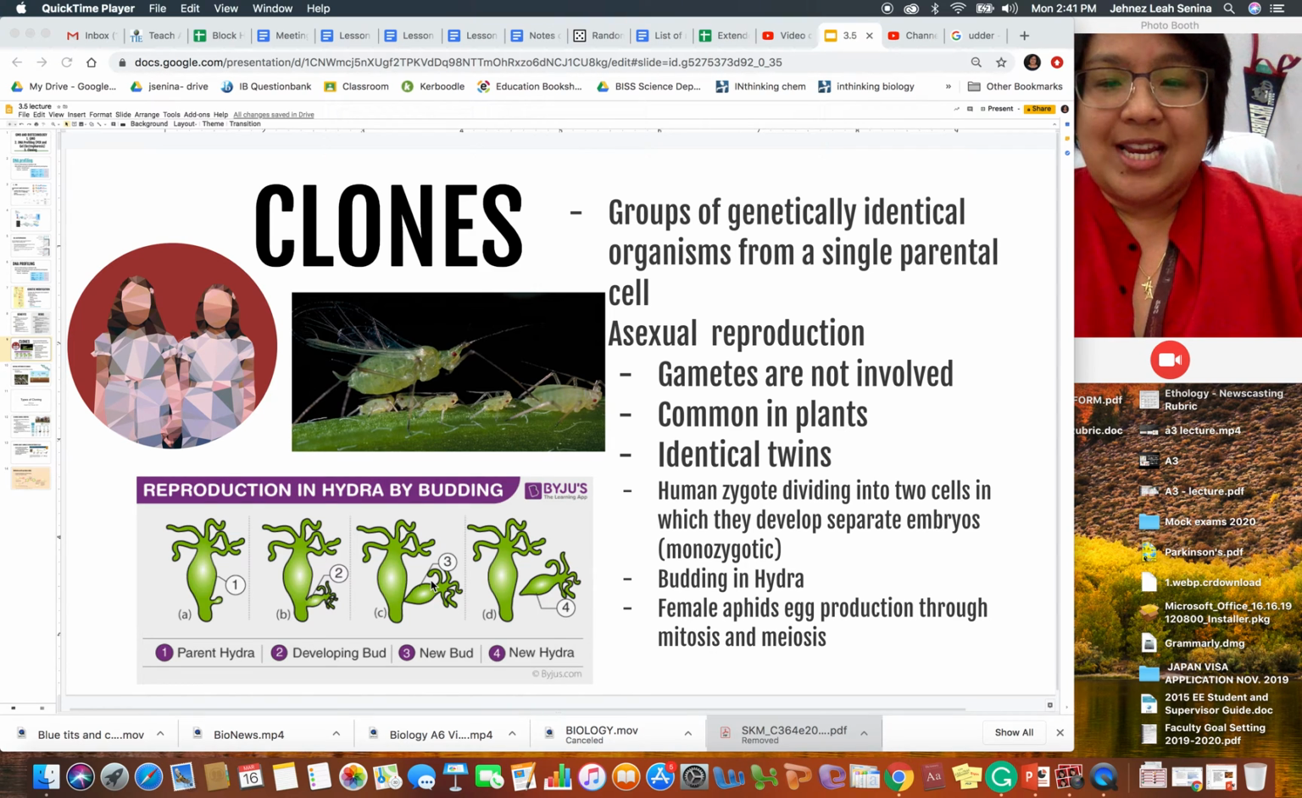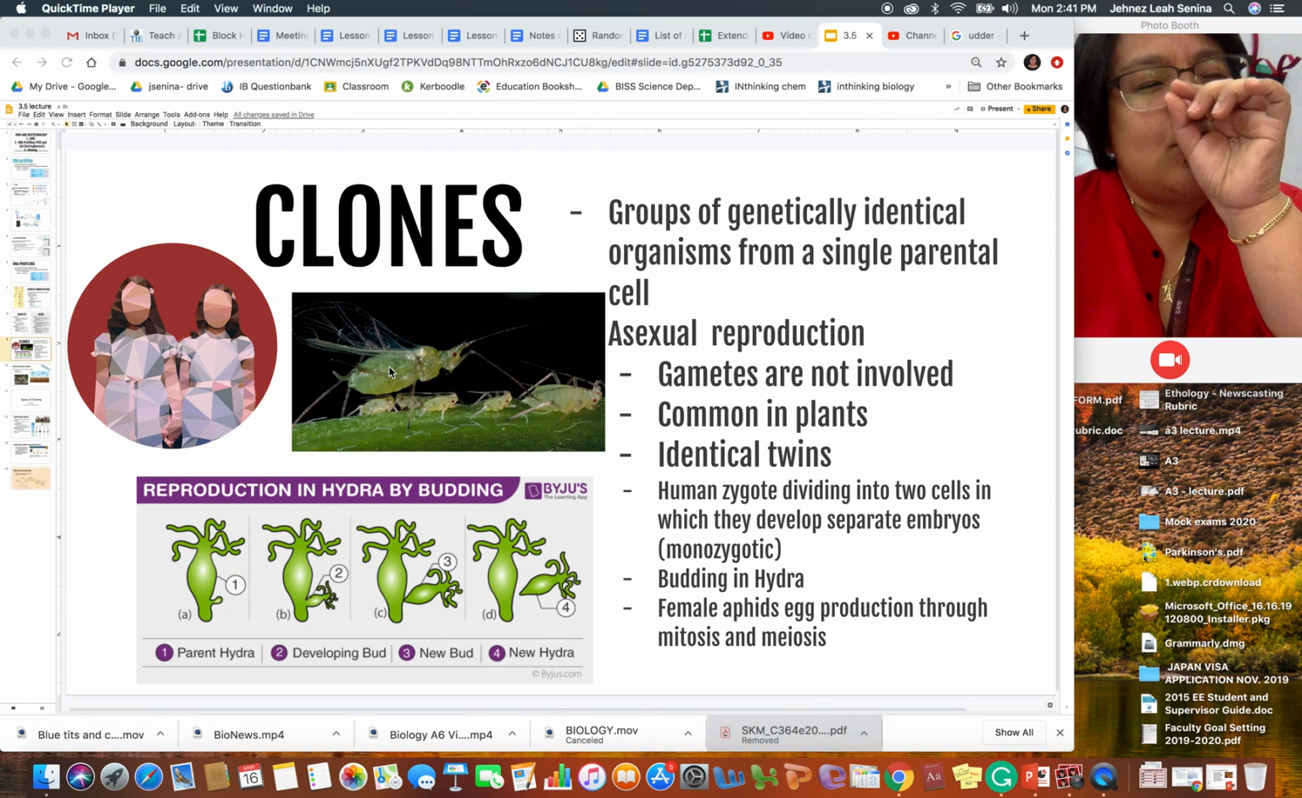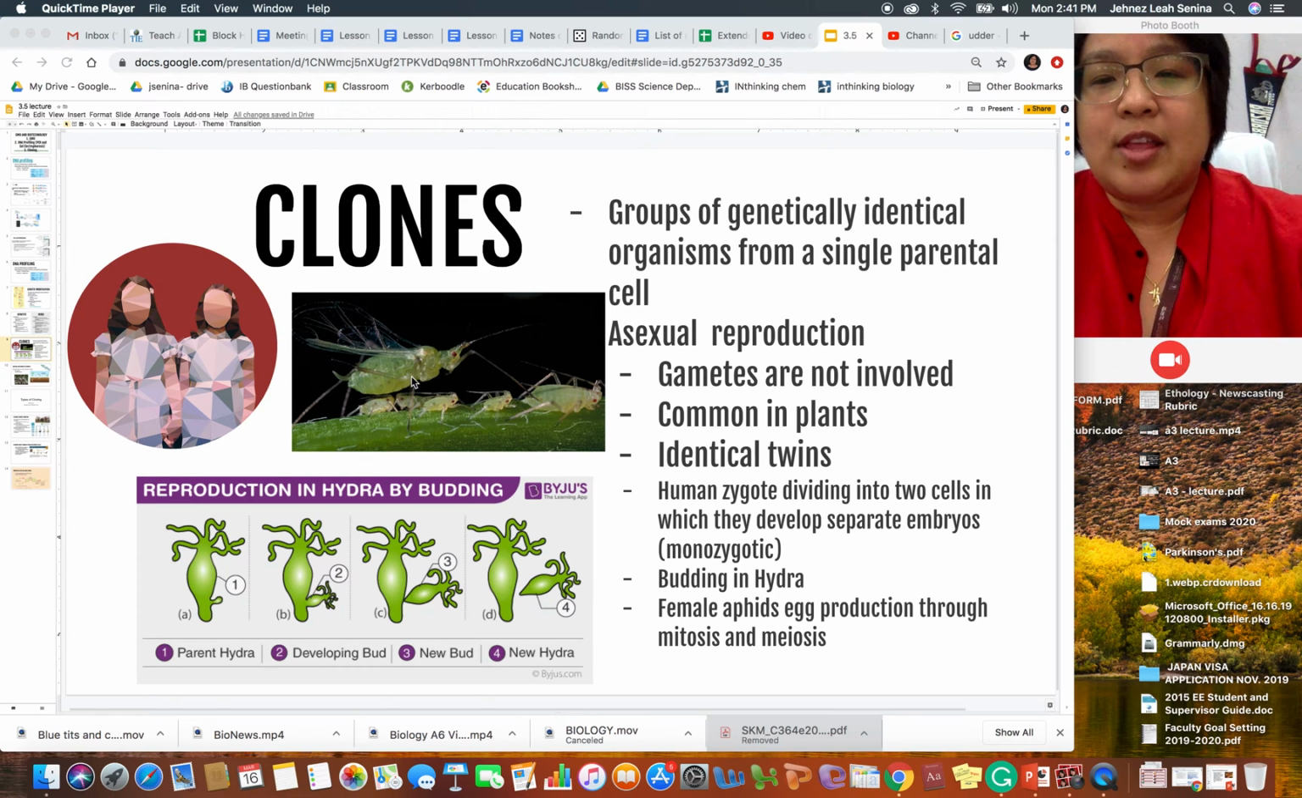Another example of asexual reproduction in the animal kingdom is your aphids. So this is an aphid. They are like your plant insects. Sometimes if you see a leaf, there's a really tiny, transparent, light green looking insect. We call that an aphid.